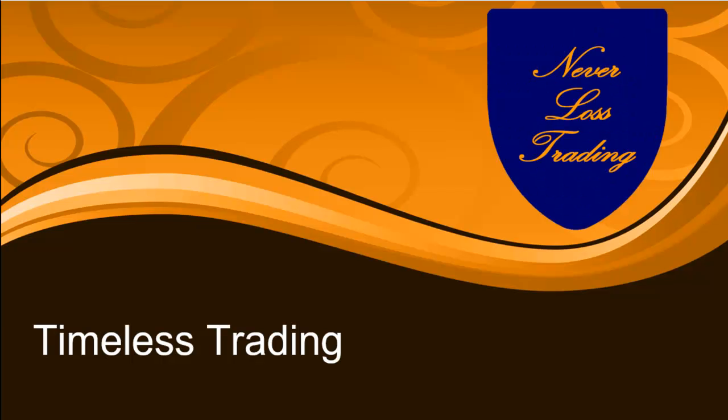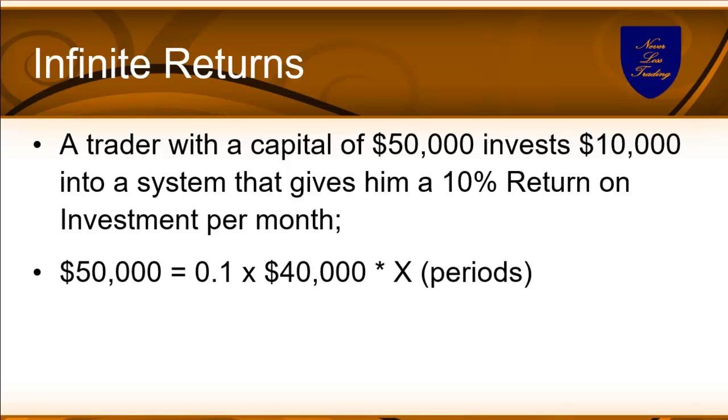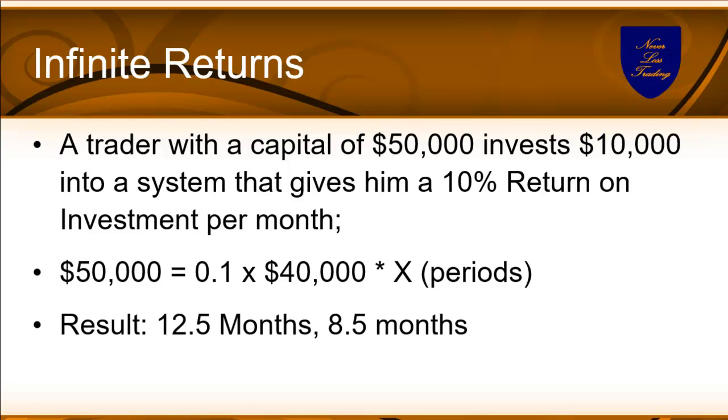Today I want to introduce a concept to you called timeless trading, because we take time out of the equation. And not to be abstract, we want to first look at what we strive for: infinite returns. I know it sounds a little exaggerated, but it's not. You'll see through the calculation how that works. Imagine a trader that has $50,000 of investment capital and invests 10,000 into a system that gives 10% return on investment per month. So 50,000 is what we need to recuperate, or want back, to strive for infinite returns. If we have 0.1, that's 10% of 40,000 invested times X periods, and we solve that equation, we have, with a simple approach, 12.5 months for full payback.